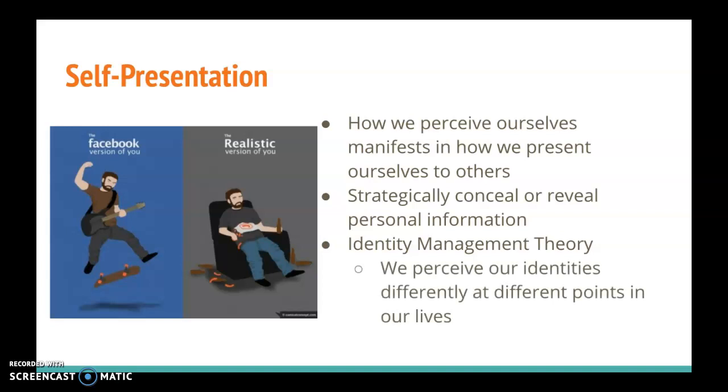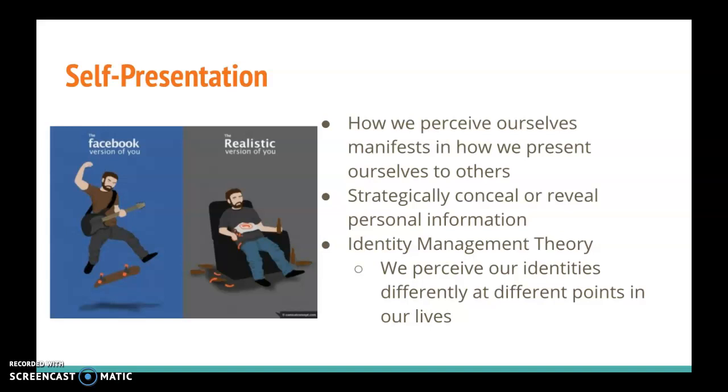Identity management theory says that we perceive our identities differently at different points in our lives, and therefore we present ourselves differently. Oftentimes, we present ourselves differently just in different relationships. So the self that you present to your mother is different to the self that you present to your friends, which is different to the self that you present to your partner. And additionally, we have different identities as we grow and change over the course of our lives.